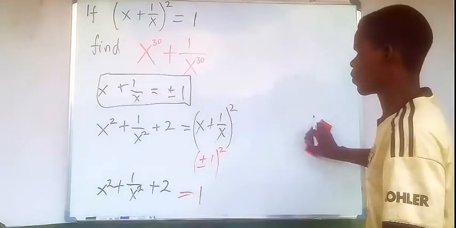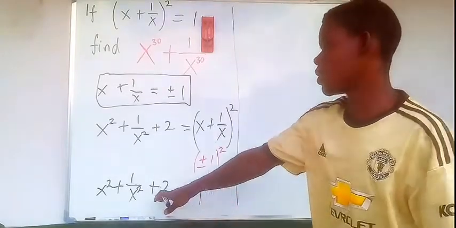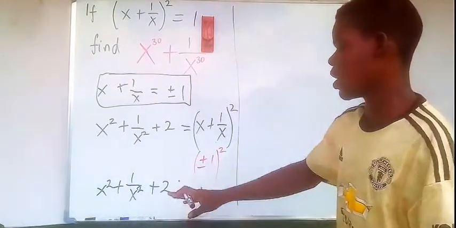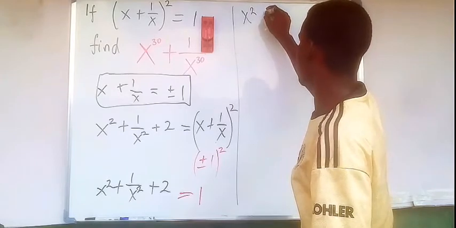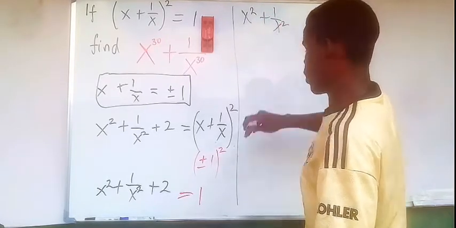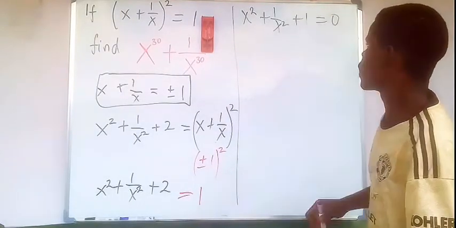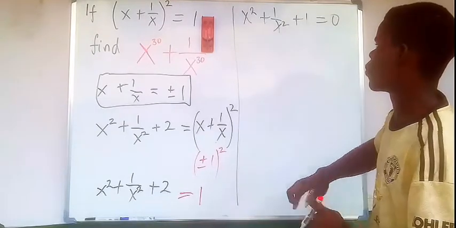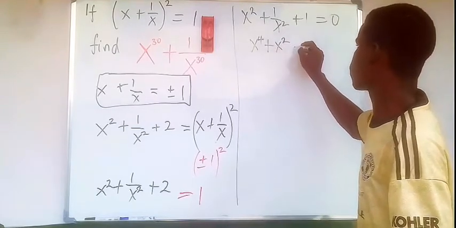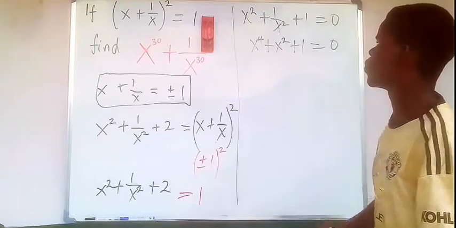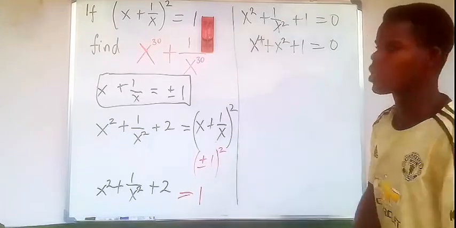I know that this is equal to 1. So let's go up to this part. Let's collect like terms and simplify the whole thing. We're going to have x² + 1/x². By subtracting 1 from both sides, we're going to have plus 1 equal to 0. That simply means we simplify this, and we'll have x⁴ + x² + 1 = 0. So this resolves in a quadratic equation, or a quadratic polynomial.